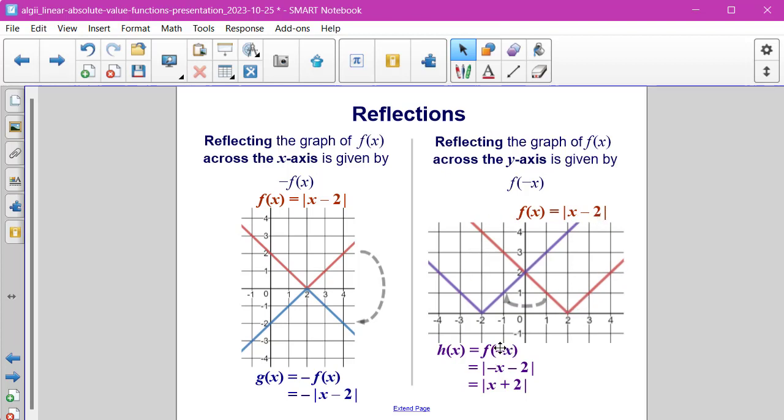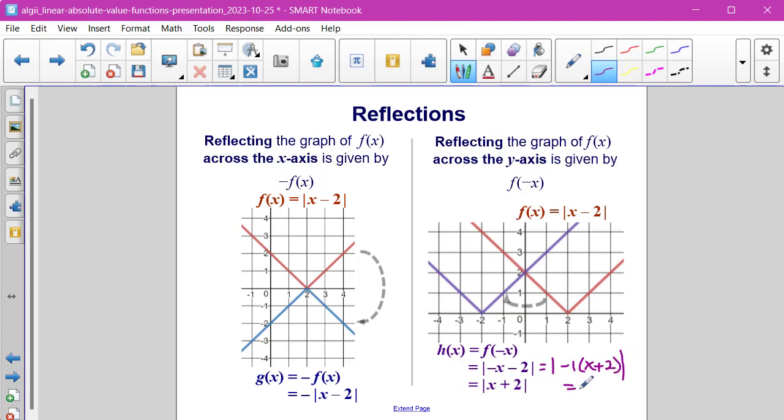And then if we substitute negative x in for this new function h of x, which is f of negative x, it'll become the absolute value of the quantity negative x minus 2. Now we can actually factor out a negative 1, but keep it inside of the absolute value, and we end up with negative 1 times x plus 2.